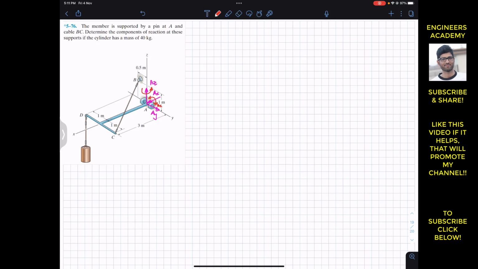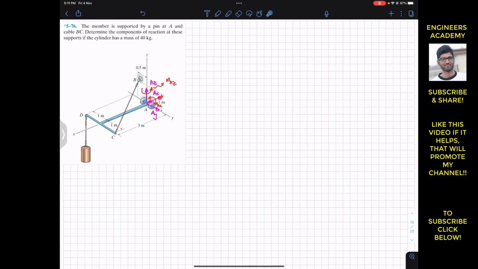So this is AZ component, and this red one is MAZ. So let me write that this is MAZ. And similarly, as we can see, this pin support cannot provide the moment reaction about the y-axis, since it is free to rotate about the y-axis. So we don't have MAY. The MAY, the moment about the y-axis reaction, is 0. So that is why we are not considering that.